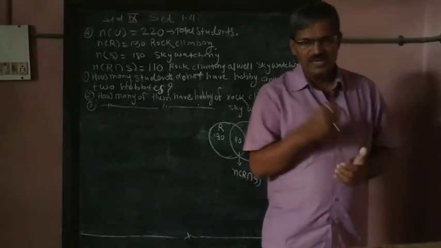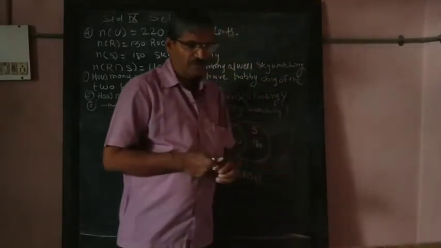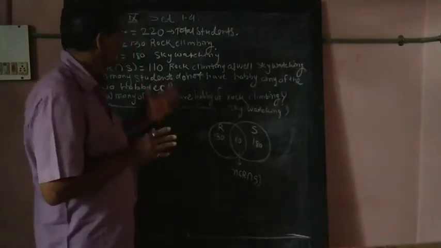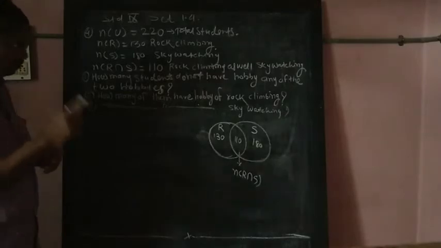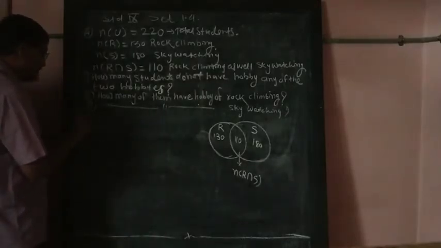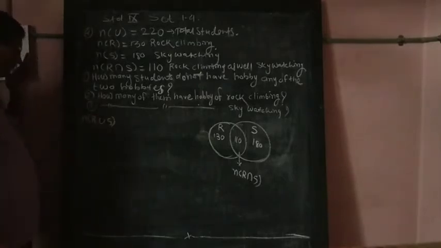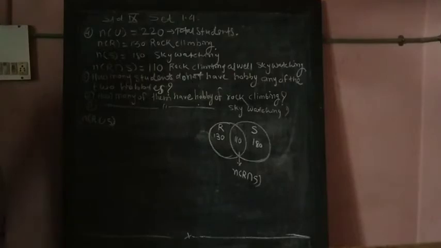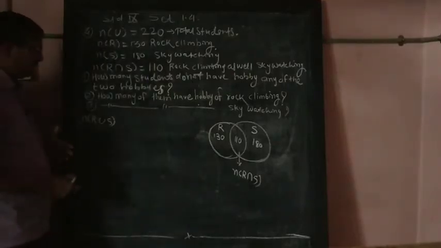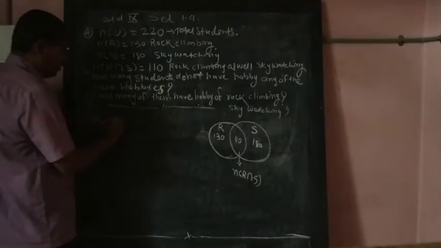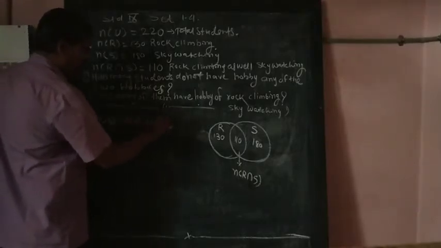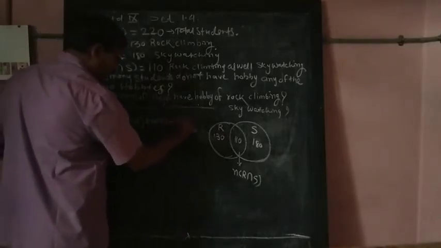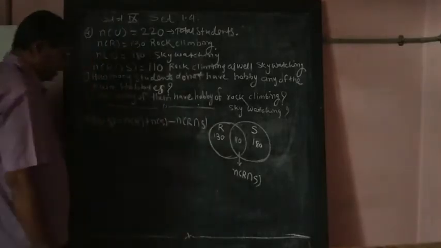But to find this, we need to know the total number of students having interest in rock climbing as well as in sky watching. So to find it, we should find the number of R union S. The number of students having interest in rock climbing as well as in sky watching is equal to, you should write, the number of R plus the number of S minus the intersection set, R intersection S.